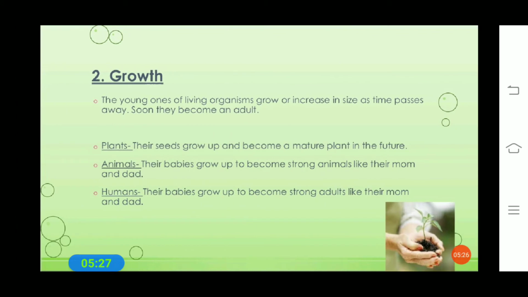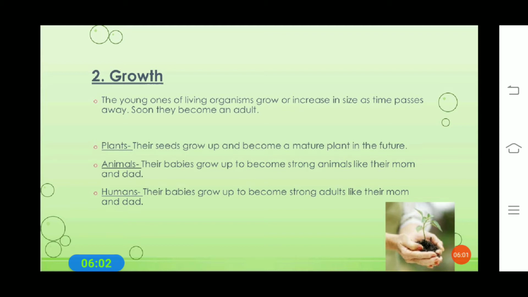Next is growth. Another characteristic that we can see in a living organism is growth. As you can see, students, the young ones of living organisms grow or increase in size as time passes, so soon they become an adult. Even plants, their seeds grow up and become a mature plant in the future. And animals, their babies grow up to become strong animals like their mom and dad.